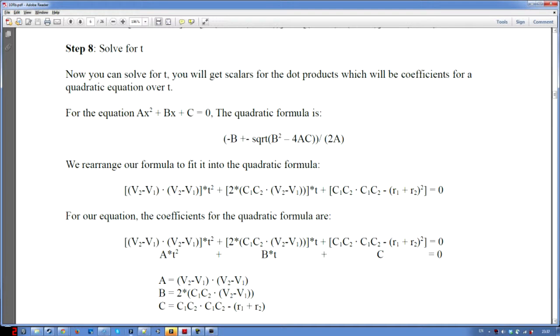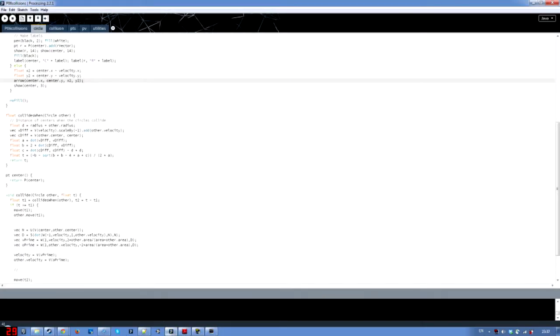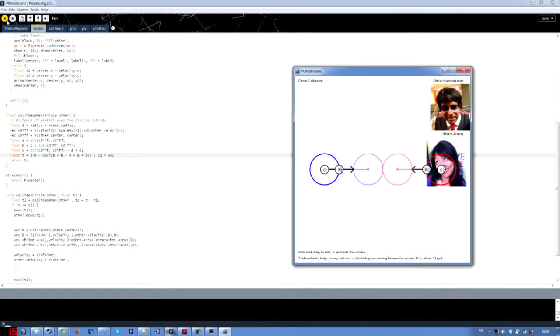So when we solve, we can plug that into the quadratic formula, which is negative b plus or minus the square root of b squared minus 4ac, all over 2a. From that equation, we want to use the minus square root so that we get the smallest time when they collide. And we know that if b squared minus 4ac is negative, we have an imaginary root, which means the circles never collide.